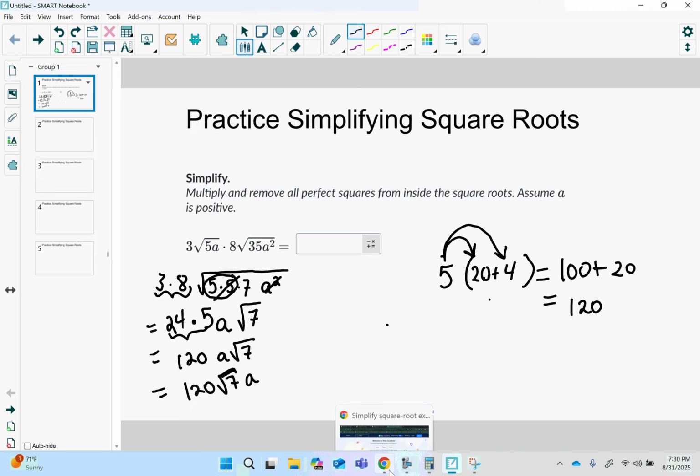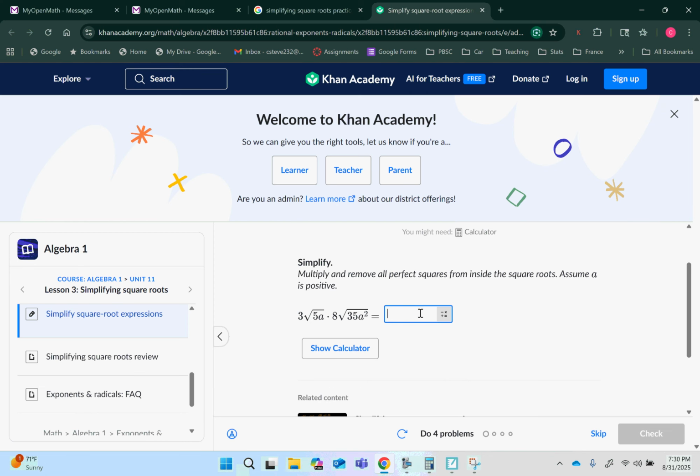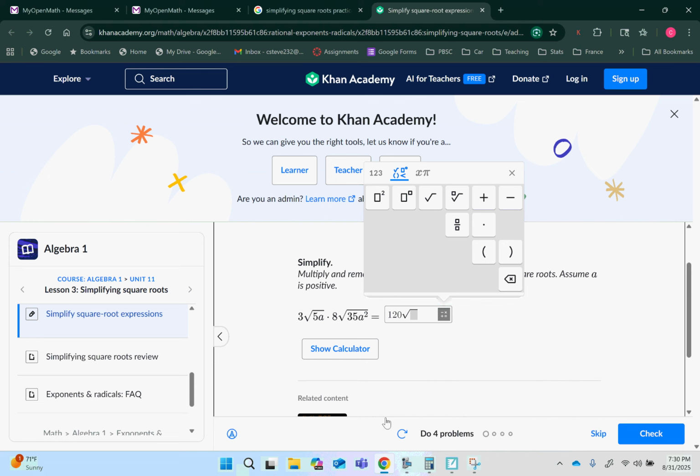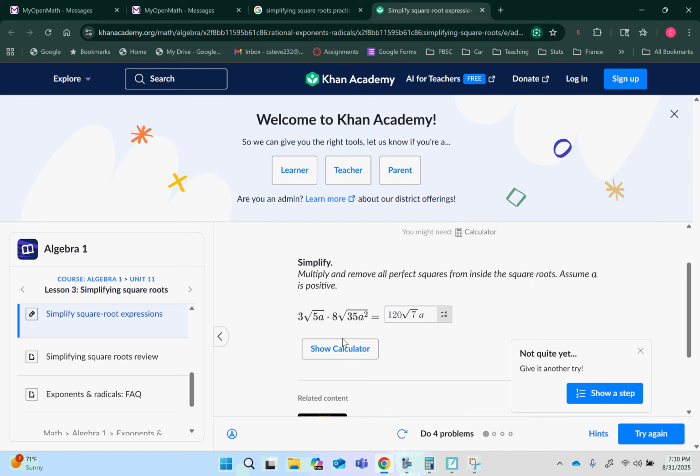Now we can go ahead and put this in. 120 square roots of 7a, 120 square roots. Where's my square root? There we go. What was it? 7, square root of 7 underneath the radical. And then outside the radical, a. So let's check it. Not quite yet. Give it another try. Did I forget something?